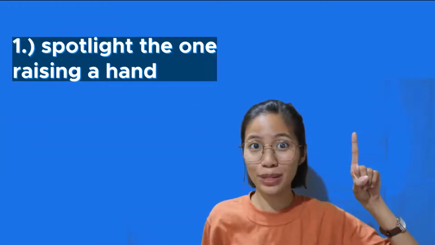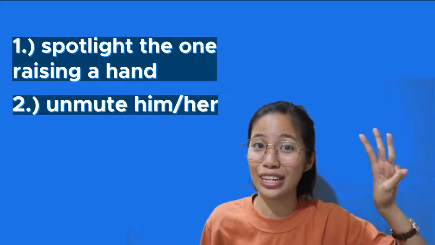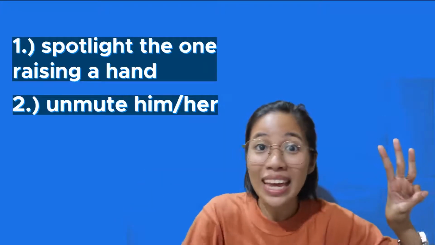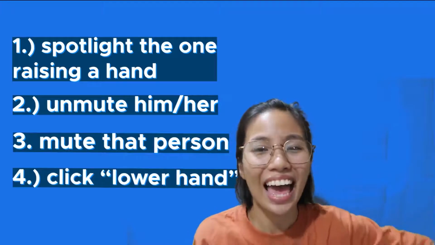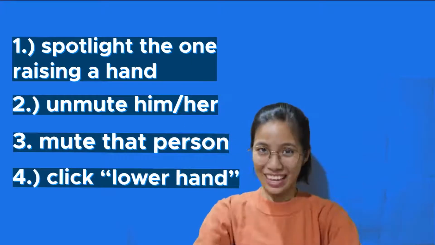Let's recap what are the 4 easy steps to do during a prophecy. Number 1, spotlight the person raising a hand. Number 2, unmute. Number 3, after he or she is done speaking, mute. And lastly, lower his or her hand. Click lower hand. If you got it, virtual claps for you. Let's go to the next few parts.